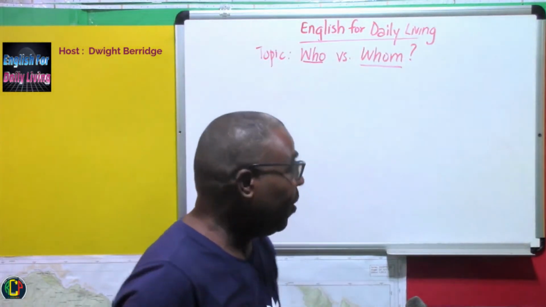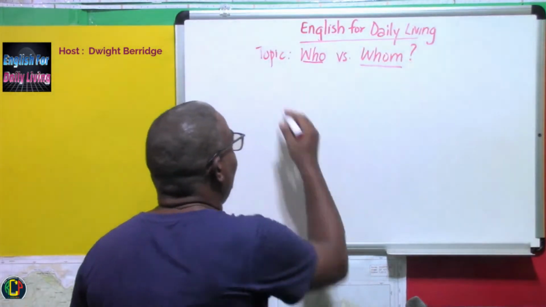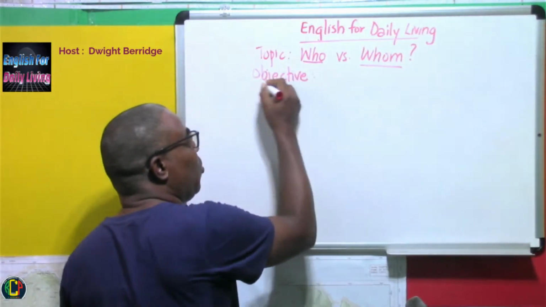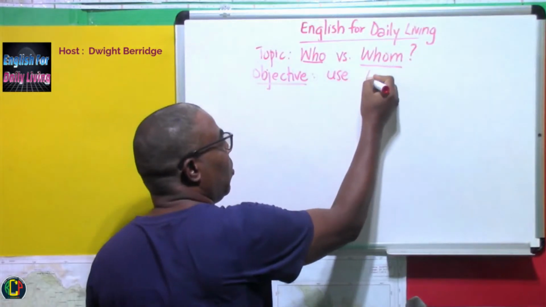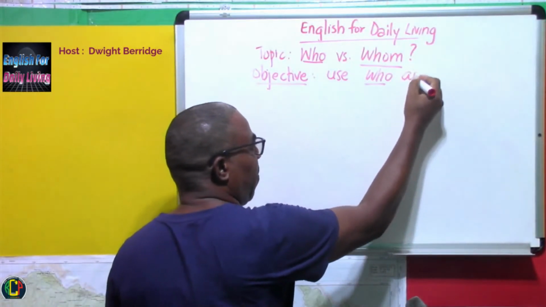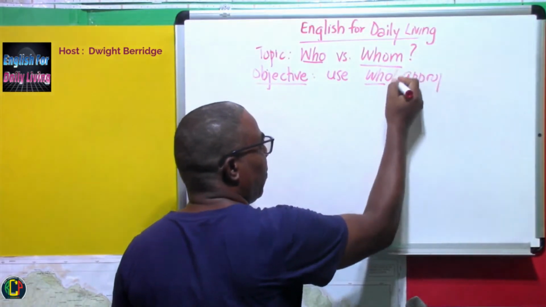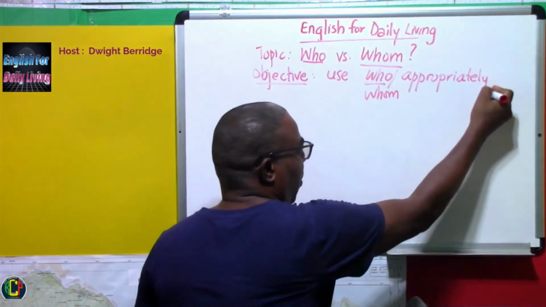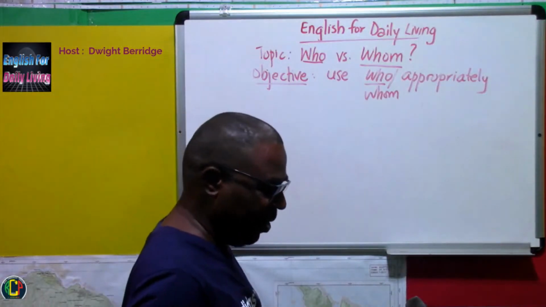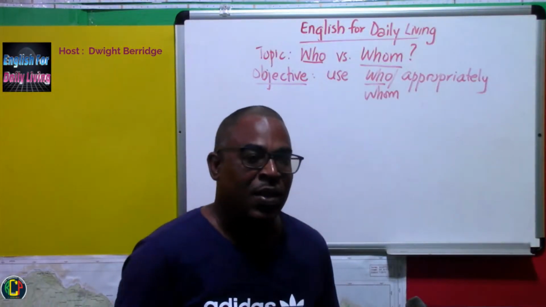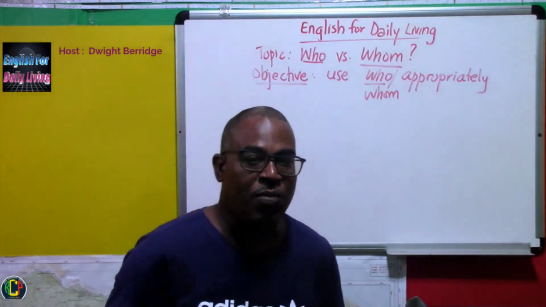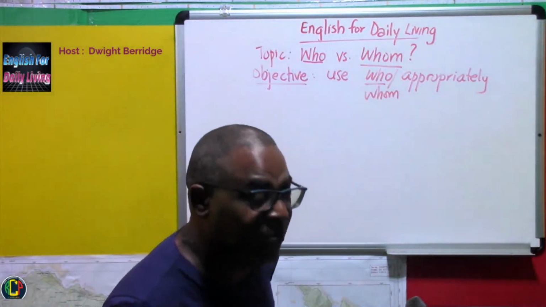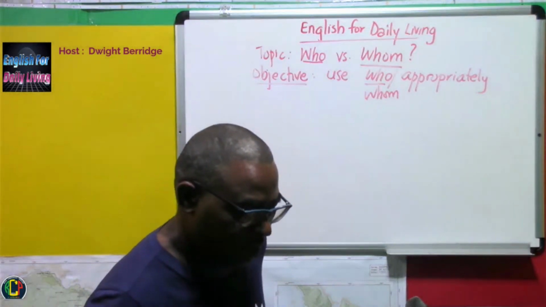Alright, so we're going to find out, and you'll be able to use who or whom appropriately. Now, in speaking, it's not a big deal for most, you'll be understood, but there's a rule governing the use of who and whom. Whom is used to refer to the object of a verb or a preposition.